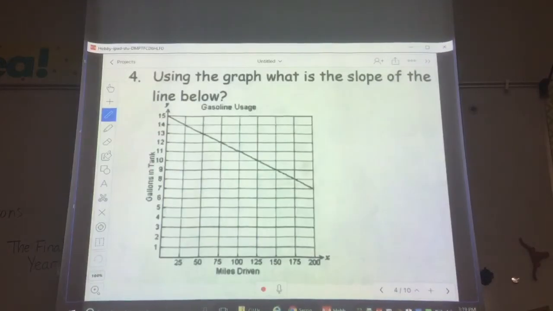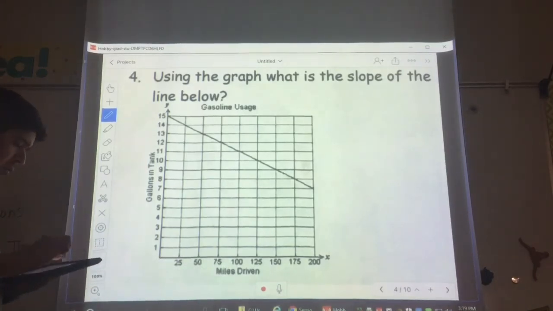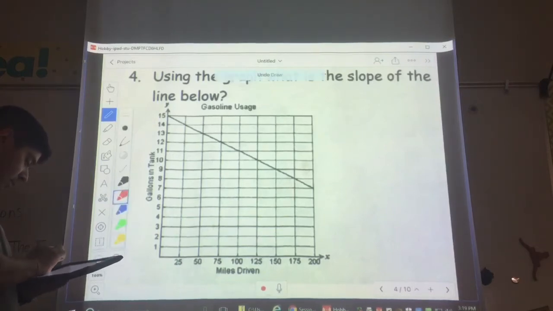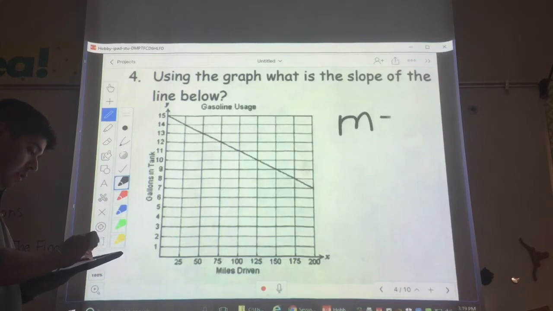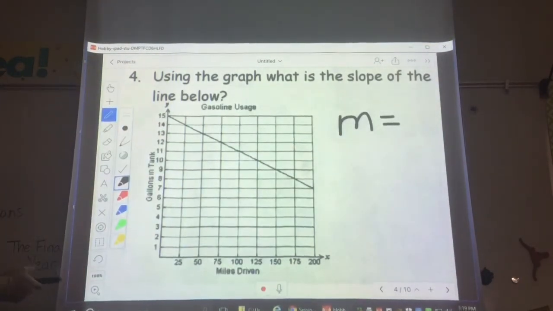Okay, number 4. Using the graph, what is the slope of the line below? So all we're going to be looking for is the slope. We're going to look for the slope. Okay, the n, lowercase n.